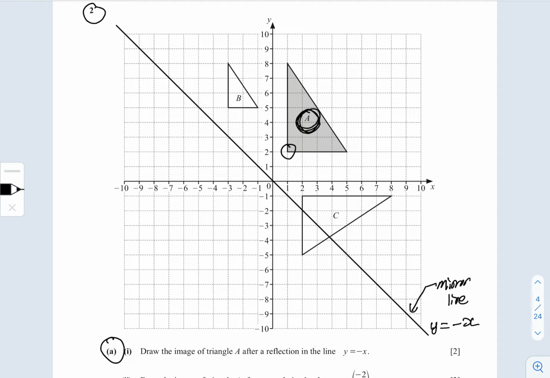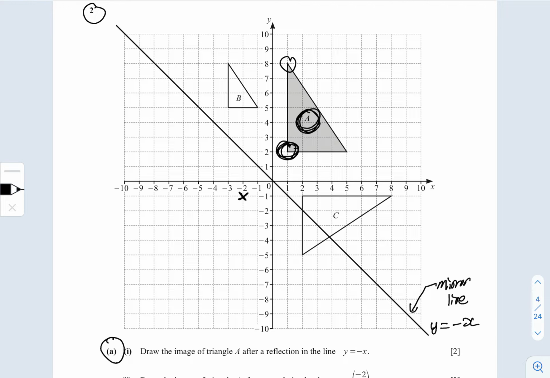So to start off with, let's look at this first value, where x equals 1 and y equals 2. Because of this mirror line, it will flip. Therefore, x becomes -2 here, and y becomes -1, which is this value here.